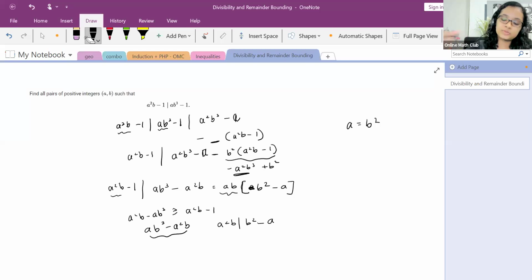Now, suppose b square is greater than a. If b is greater than a, that's where I'm facing a problem. I cannot say that a square b is greater than b square just like that if b is greater than a. So maybe try to do something with this expression and try to reduce it further somehow.